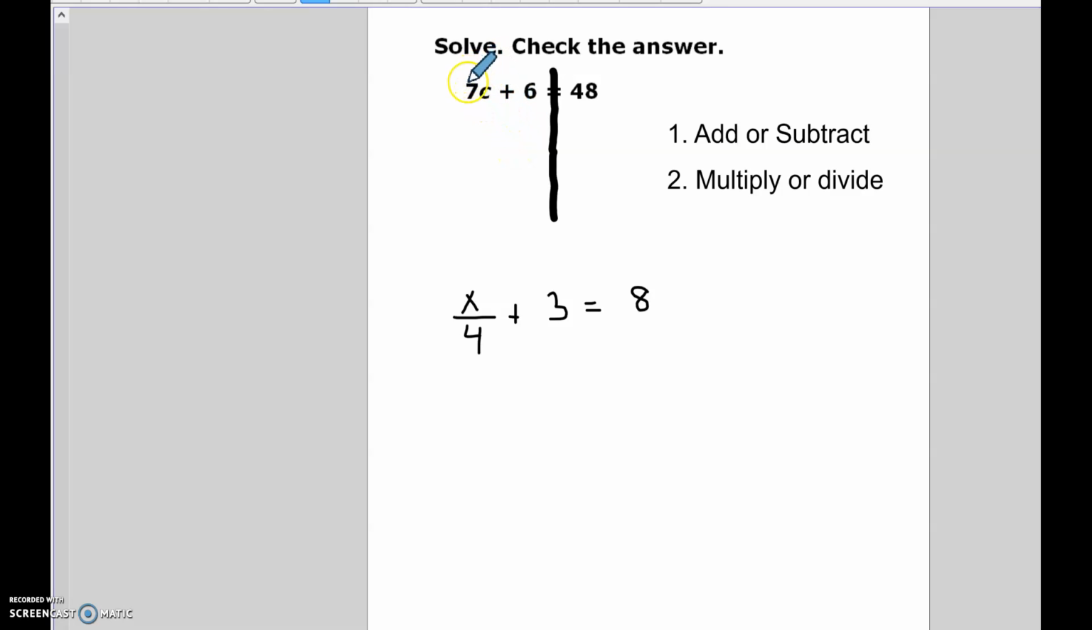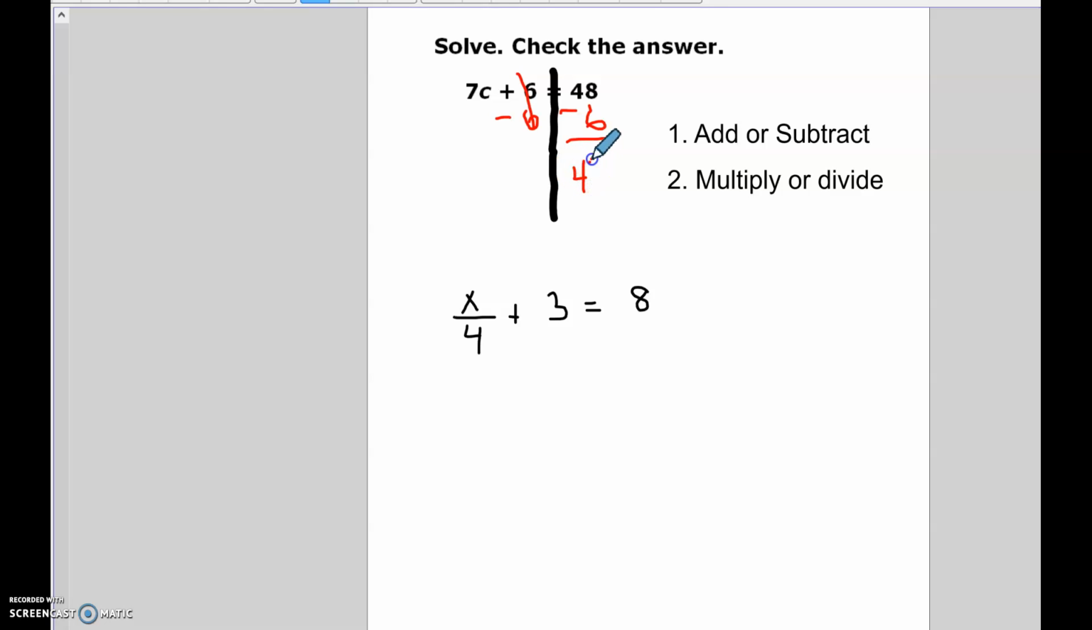So here I have 7 times c plus 6. So I want to start here, and I want to add or subtract first. This says plus 6, so I want to do the inverse and subtract 6. Okay, and then I balance it by doing the same thing to both sides. Okay, 6 minus 6 is 0, so I just cross that off, and I'll have 48 minus 6 is 42.